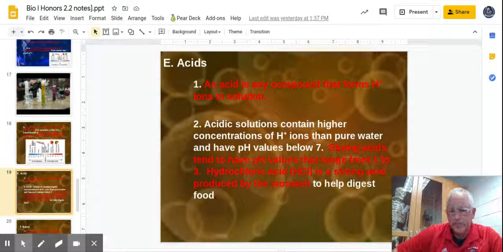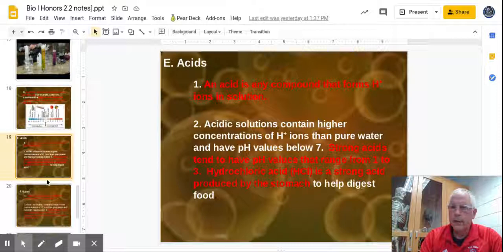Now, low numbers are strong acids like HCl, which is what we find in stomach acid. I mean, you literally could take stomach acid, put it on the table, and burn through the table. That's how strong it is.